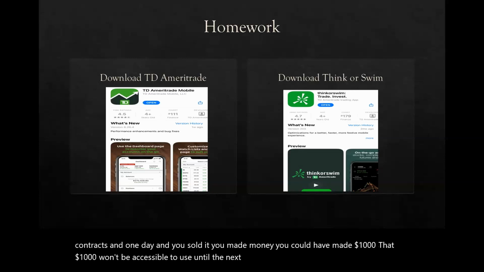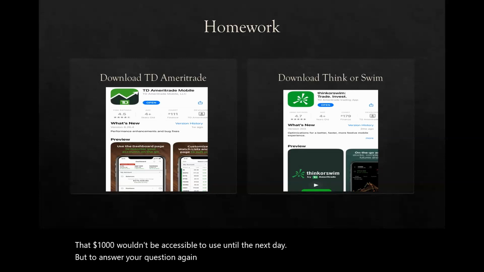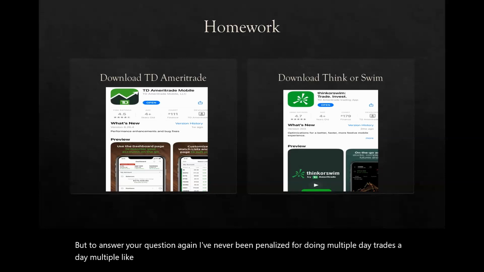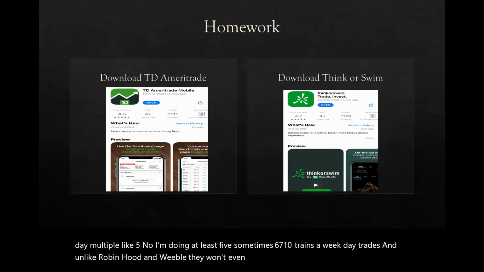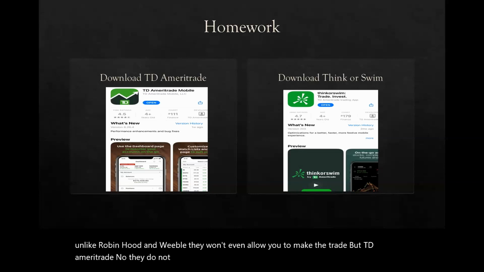But to answer your question again, I've never been penalized for doing multiple day trades a day, like five. I've done at least 5, sometimes 6, 7, 10 day trades a week. And unlike Robinhood and Webull, they won't even allow you to make the trade. But TD Ameritrade does not stop you from making as many option trades as you want, as long as you got the capital to support your trades.